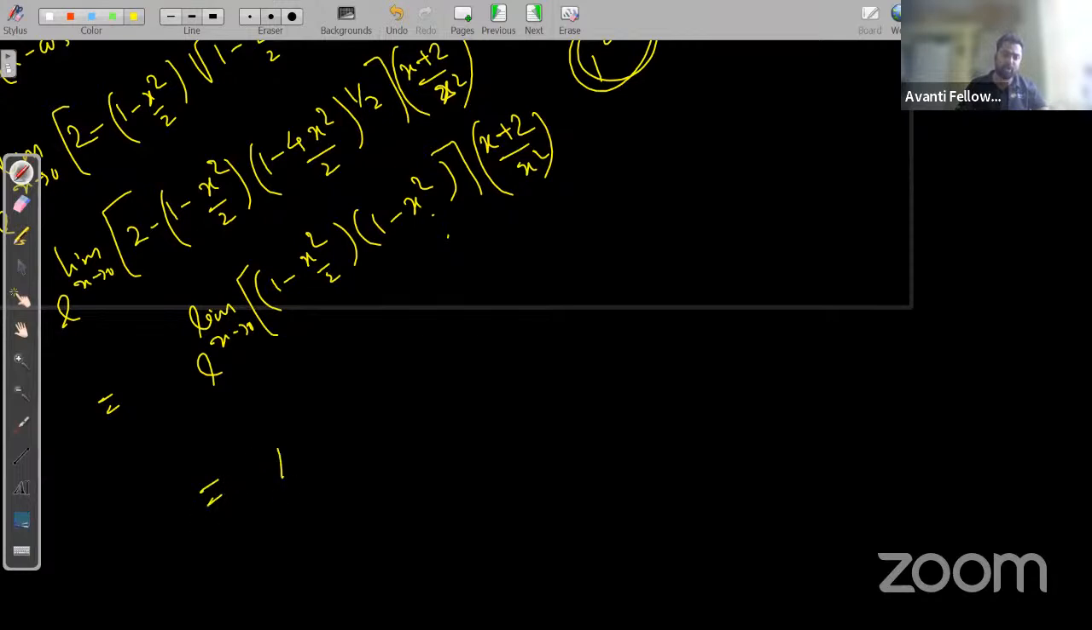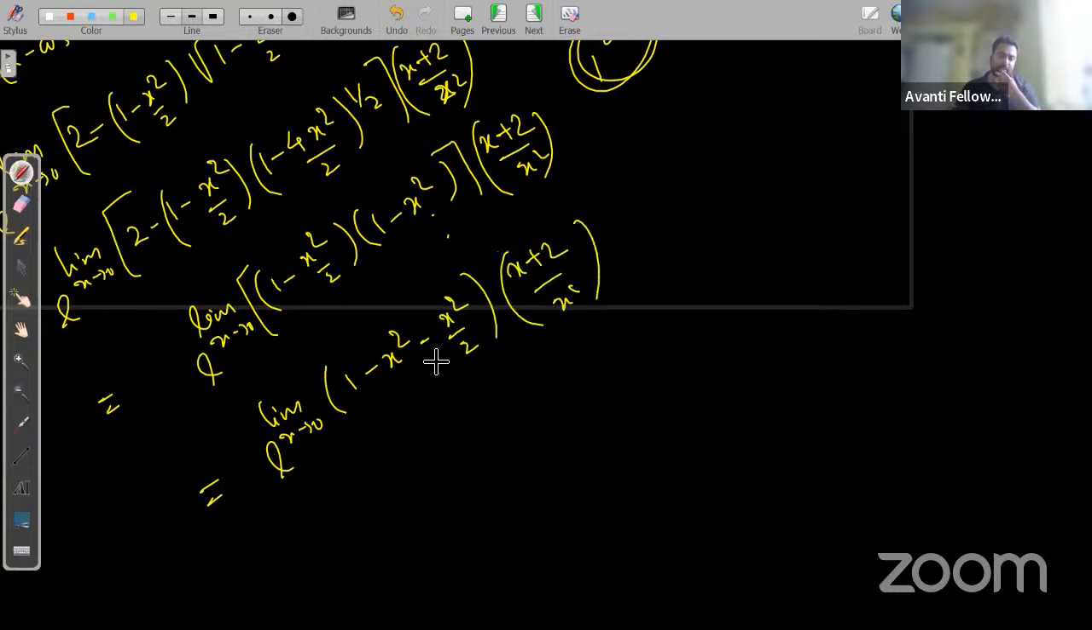Now if we multiply these two terms, the limit as x approaches 0, what we are getting is 1 minus x square by 2 plus x to the power 4 by 2. I'm not taking this x to the power 4 by 2 because this is very high order, very close to 0. So I'm getting this into x plus 2 by x square. Now we can calculate. If we put 0 here, this will be 1.